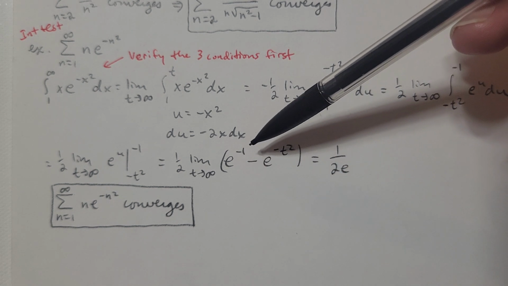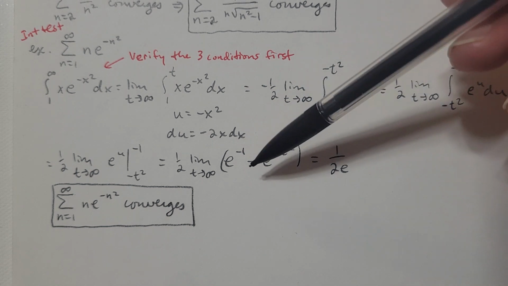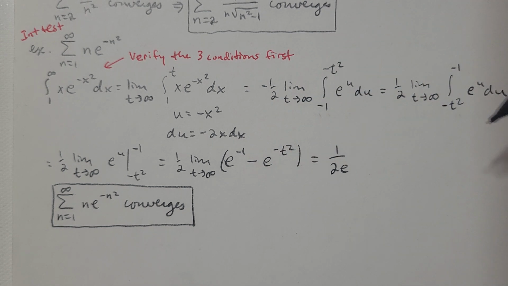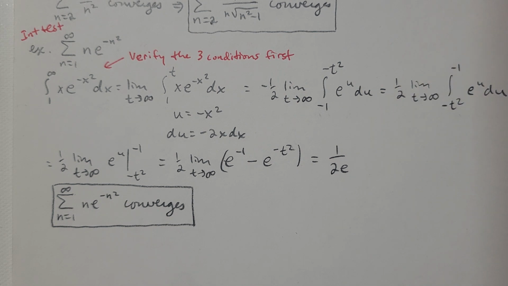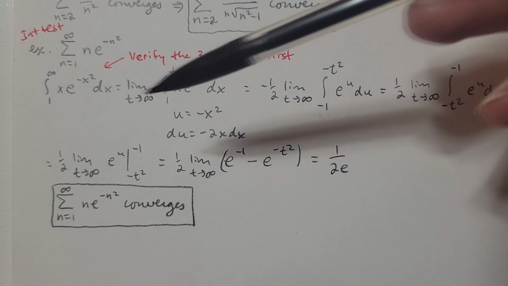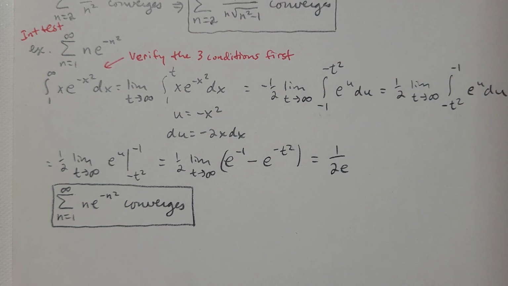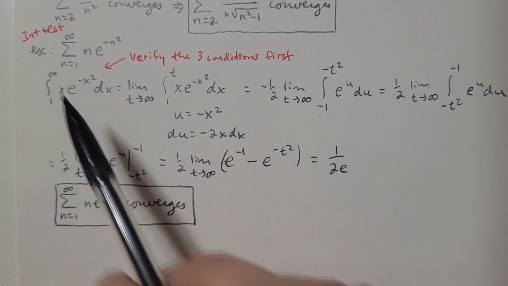Okay, e to the negative first is 1 over e. The limit of a constant is always the constant. So I'm going to have 1/2 times 1 over e, that's 1 over 2e. And that's a finite number. So the integral converges. And that tells me that the series is also going to converge.